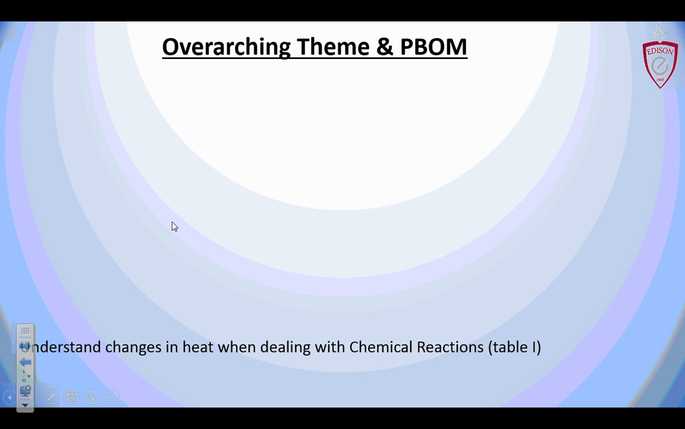Last, understand the changes in heat when dealing with a chemical reaction. The bullet I have for this is that if delta H is positive, it's endothermic, and if delta H is negative, it's exothermic. I'm covering Milks' bullet too because he's tied up right now. Is there another one? I'm not sure. That's it.